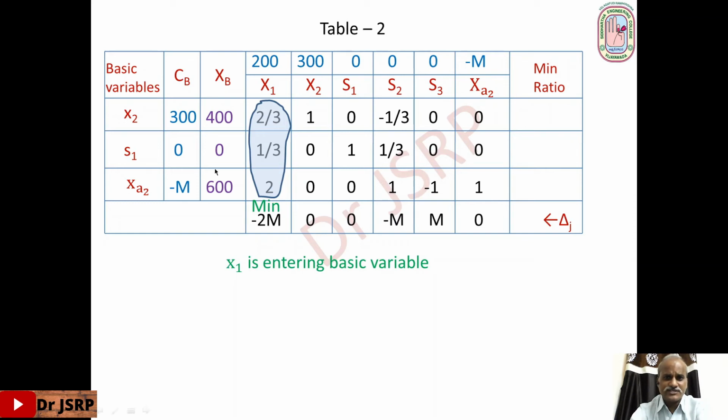Now take the minimum ratios. So this is a positive entry. Consider the ratio with the solution: 400 by 2 by 3. This is 1200 by 2, 600. This is a positive value. Consider the ratio with the solution: 0 by 1 by 3, 0. This is a positive value: 600 by 2, 300. So the minimum of these three values is 0. This is the minimum, and the corresponding variable is s1. s1 is the leaving basic variable.